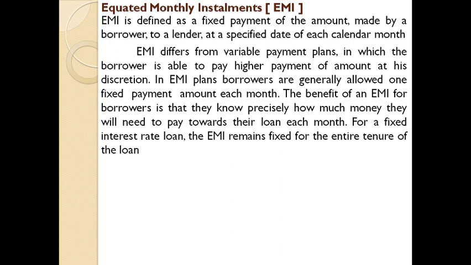EMI differs from variable payment plans, in which the borrower is able to pay a higher amount at his discretion. If I am borrowing some money from someone, it is my discretion to decide how much has to be paid monthly. I can pay either a higher amount or a lower amount. But in EMI, I have to pay a fixed amount on a monthly basis. In EMI plans, borrowers are generally allowed one fixed payment amount each month.